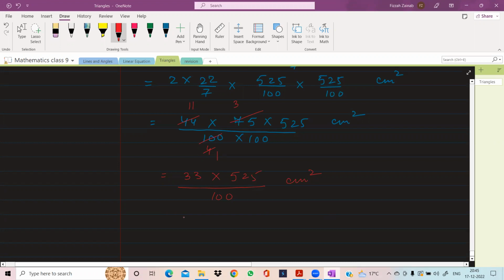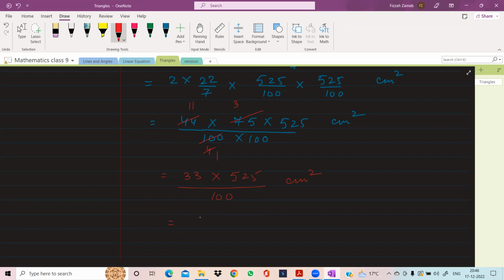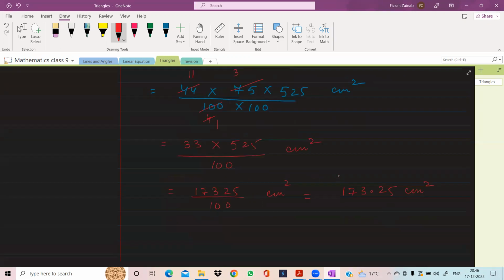Okay, what is the answer? Yeah, so after multiplying, what are you getting? 17325, okay, divided by 100 centimeters square, and then you can place decimal. So 173.25 centimeters square, right? Now next question number 9.